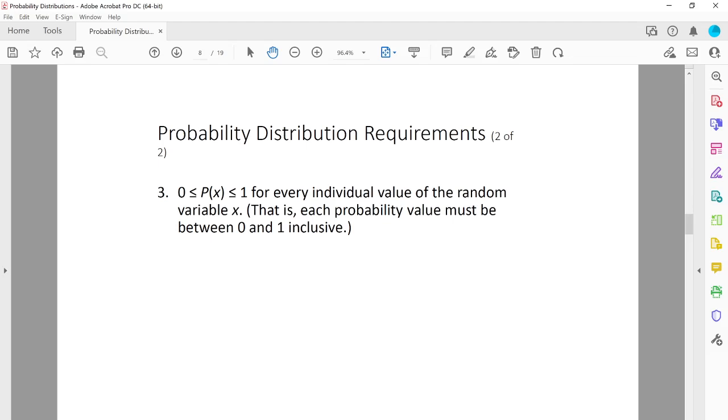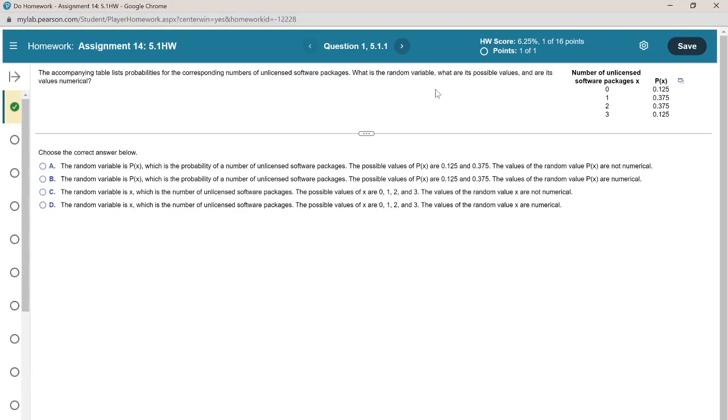So let me go to one example here, the first one from this section. Here you have the given data. This table lists probabilities for the corresponding number of unlicensed software packages. Okay, what is the random variable? The first column gives you 0 unlicensed software packages. The probability of having 0 unlicensed packages is 0.215. The probability of having 1 unlicensed software package is 0.375. The probability of having 2 unlicensed packages is again 0.375, and 3 is 0.215.